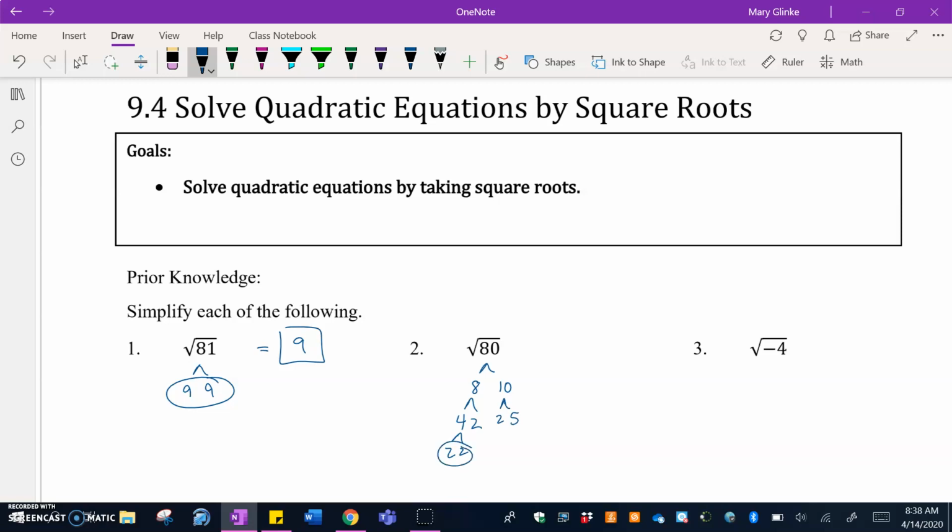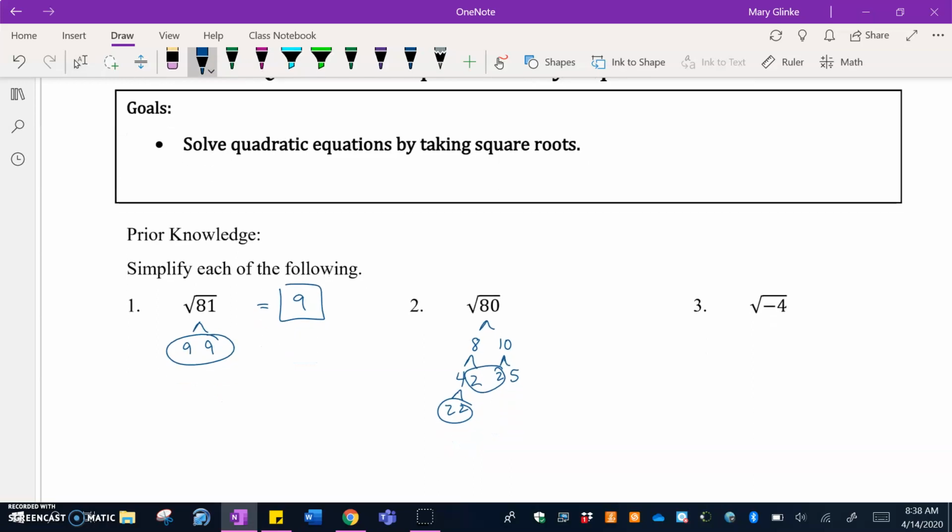Then you're going to look for pairs, and you're going to bring the pairs out in front. So we're going to have one pair of 2s and another pair of 2s, and anything that did not get paired up is left behind. Anything you bring out is going to be multiplied, and anything you left behind is going to be multiplied. So when we do 2 times 2, there's going to be a 4 on the outside, and then the square root of 5 is going to be left behind.